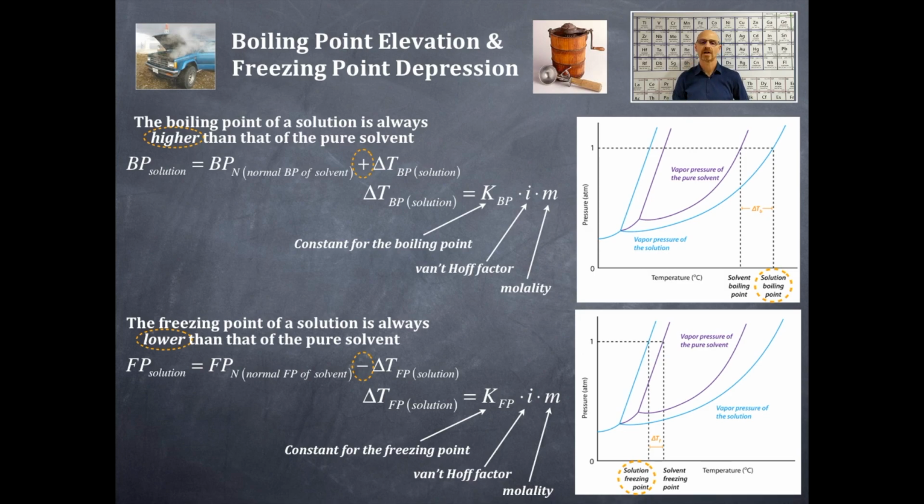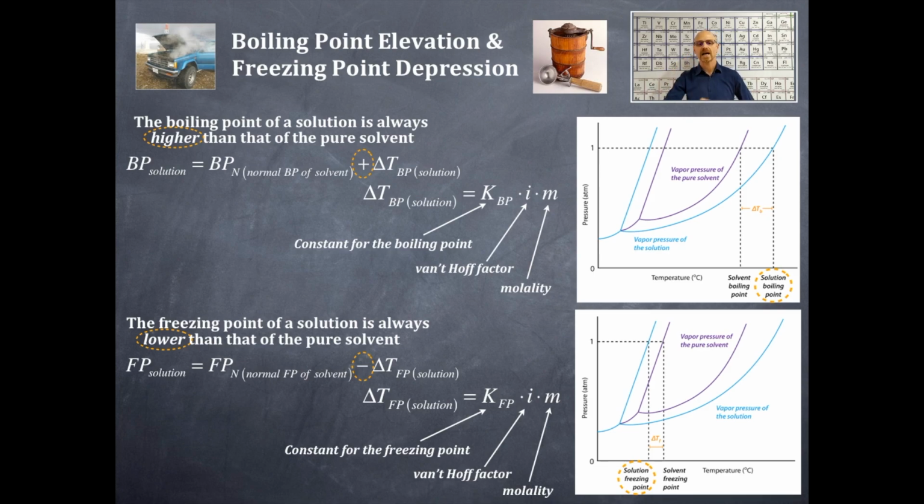The K for the constant, the i for the Van't Hoff factor, the m, the little m, that's a lowercase m for the molality. Okay, so the change in temperature of the boiling point is the boiling point elevation, and the freezing point depression. We're going to do some mathematical examples of these really soon.